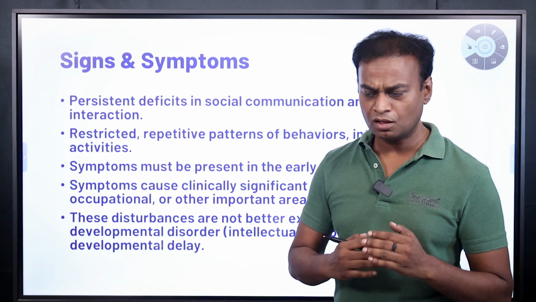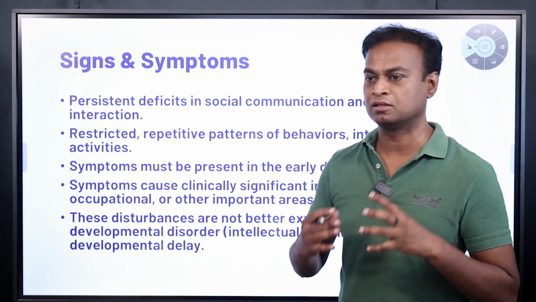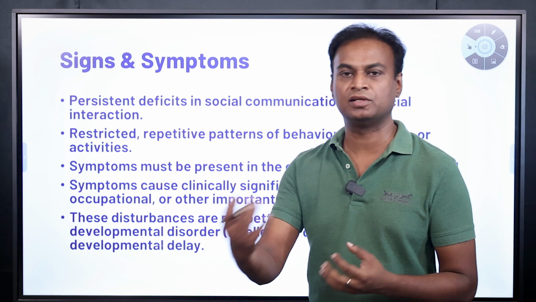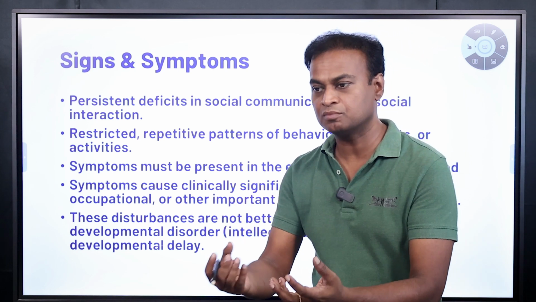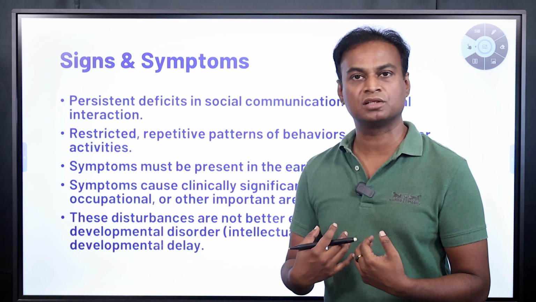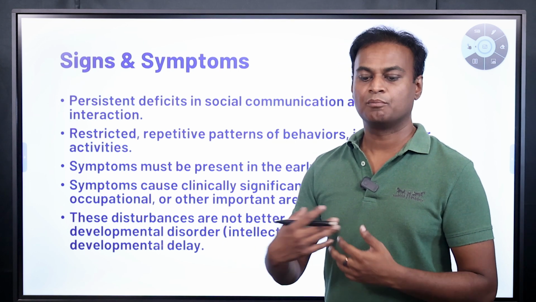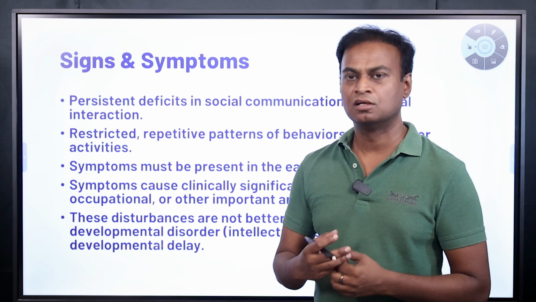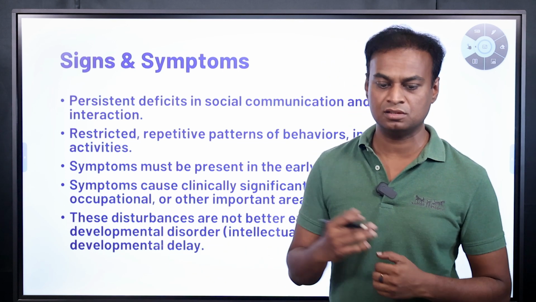And also failure of back and forth communication. See, normal kids interacting with other kids will give something, take something, or speak something, and they will receive something from the other kid. This back and forth conversation with other kids or the parents or the elders or the peers will not be there with these kids.